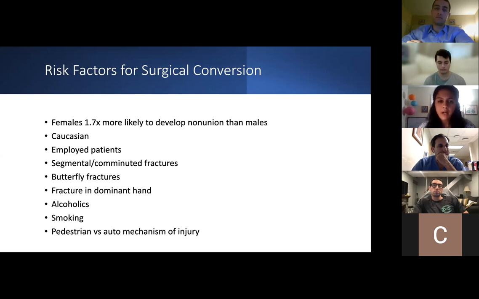And if they were alcoholics or if they were smoking tobacco, that also increased their risk. And like we were mentioning before, the mechanism of injury, whether it's high velocity or low velocity, also matters. And pedestrian versus auto was really the highest risk for surgical conversion.